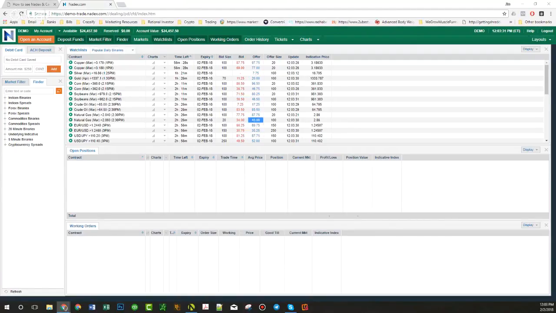When you first log in, you're going to see your major contracts, which in the beginning look like commodities. You've got copper, silver, gold, corn, soybeans, crude oil, natural gas, and your Forex pairs. What you want to trade is over here on the Finder. It really is up to you what kind of trader you want to be. If you want Forex binaries, I like Euro USD.